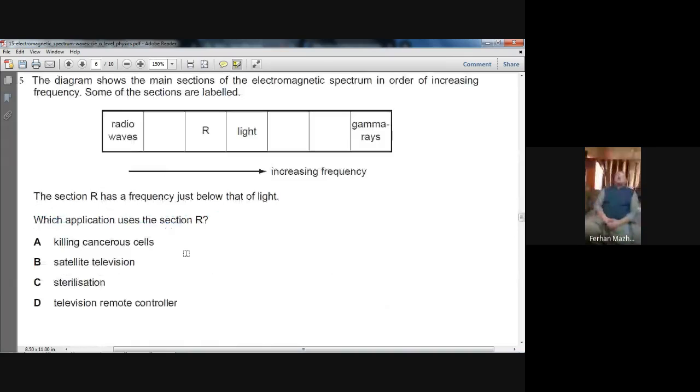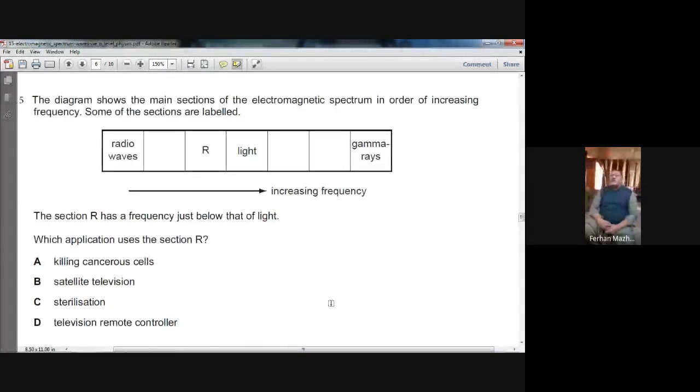The diagram shows the main sections of the electromagnetic spectrum in order of increasing frequency. Some of the sections are labeled. The section R has a frequency just below that of light. Which application uses the section R?